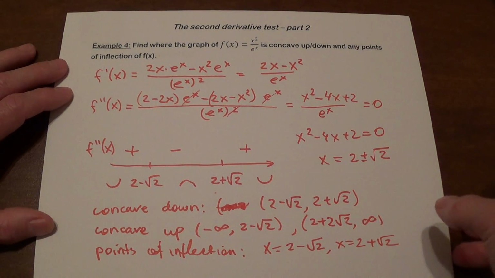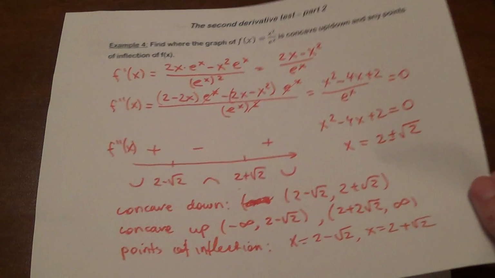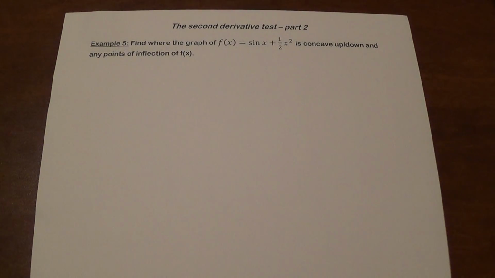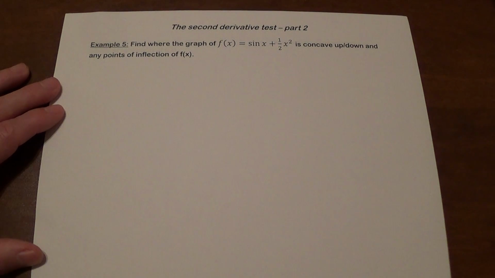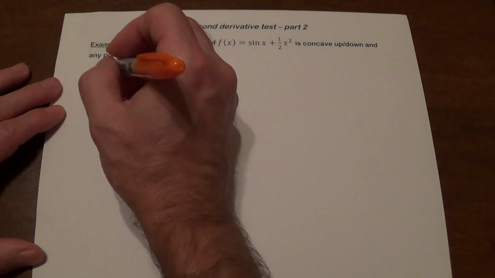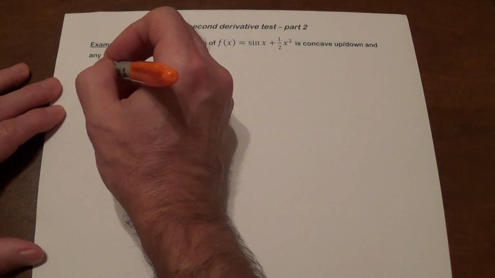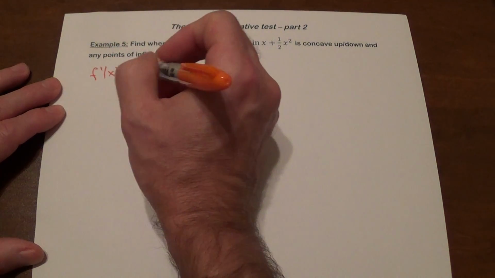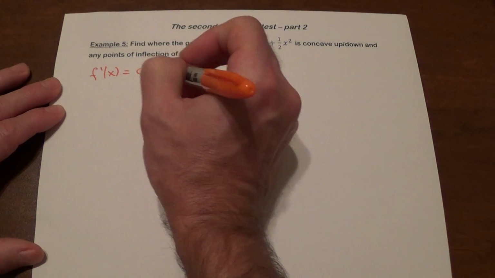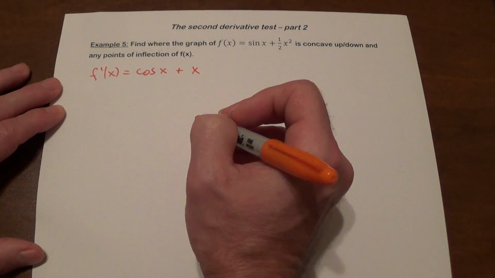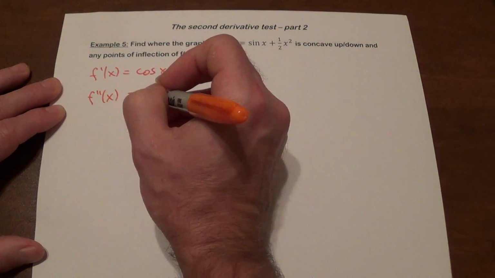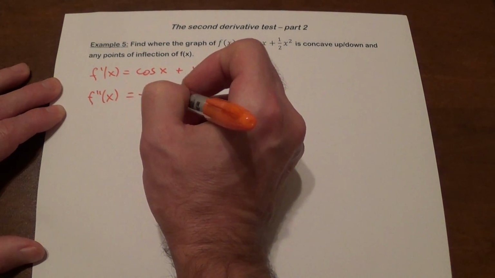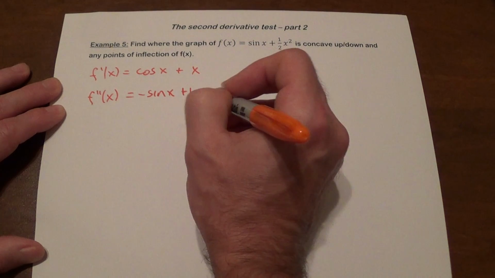Okay. Moving on. We have a couple more examples left. Find where this function is concave up or concave down. So f prime of x is cosine x plus x. F double prime of x is going to be negative sine x plus 1. And you set it equal to 0.